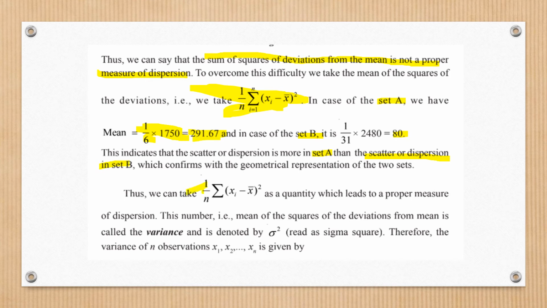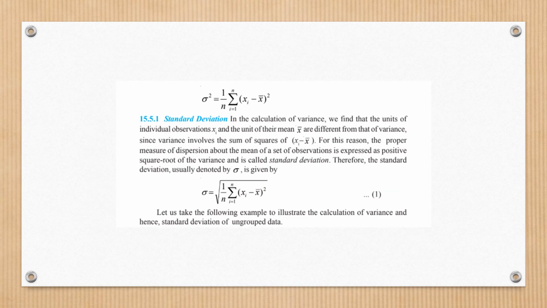Therefore, we take 1 upon n times summation (xi minus x bar) whole square as a quantity which leads to a proper measure of dispersion. This number, that is the mean of squares of deviations from the mean, is called the variance and is denoted by sigma square. This is small sigma. Therefore, the variance of n observations x1, x2, up to xn is given by sigma square is 1 upon n times summation (xi minus x bar) whole square.